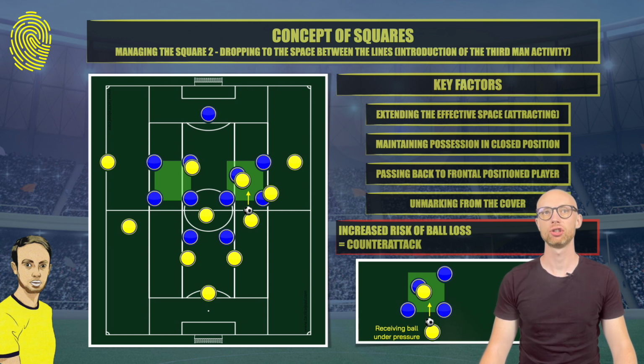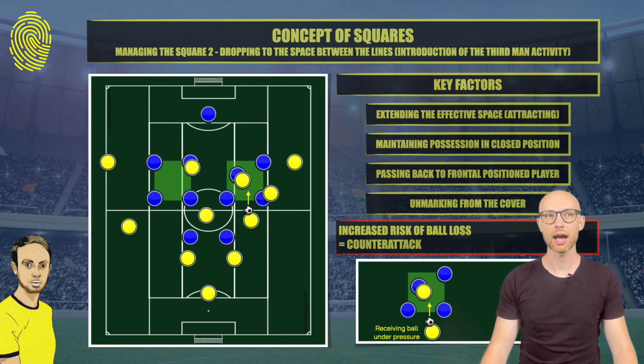In the next action, the player receiving the ball will be able to make a pass beyond the last line of the opponent, and the player who initially passed the ball, after unmarking himself from the protection with a circular movement, will receive it in a frontal position towards the opponent's goal.